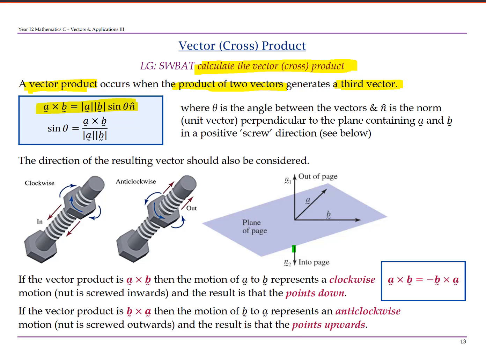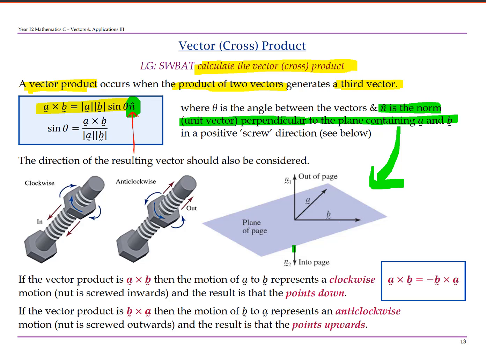And this little n here, which you won't see in all textbooks, that n is the norm or unit vector, which is perpendicular to the plane containing the two vectors A and B. And you'll see that in the diagram. Okay. So the direction of the resulting vector should be considered. Note that it won't always be considered depending on the textbook you're looking at.